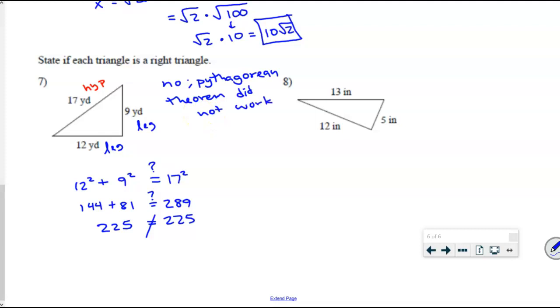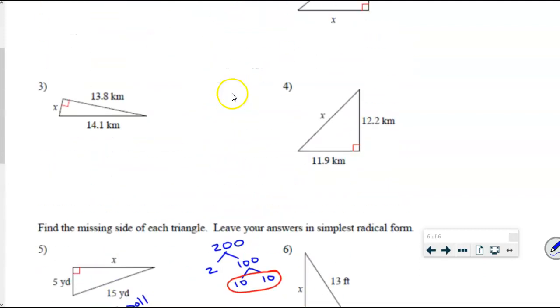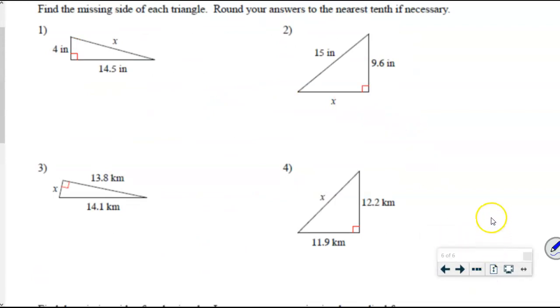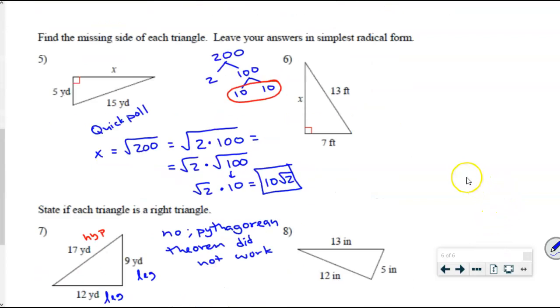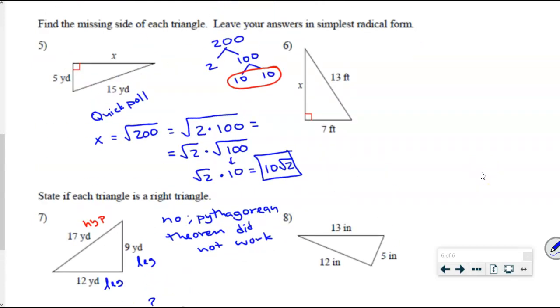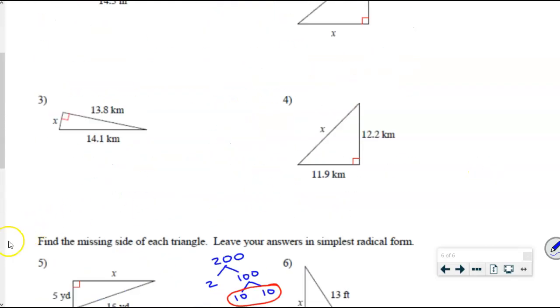All right, so we've got some practice on this pause break. 1 through 4, you're just going to use the Pythagorean theorem to find the missing side length, rounding to the nearest tenth place. 6, you're going to find the missing side length, not rounding, but simplifying the radical completely. And number 8, testing it out to see if it is a right triangle. Go ahead and work on those problems during this pause break. Ready, set, go.